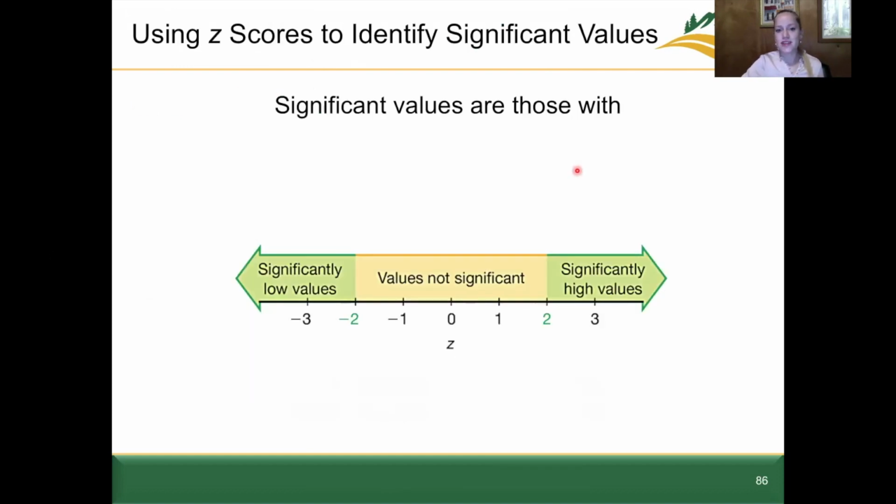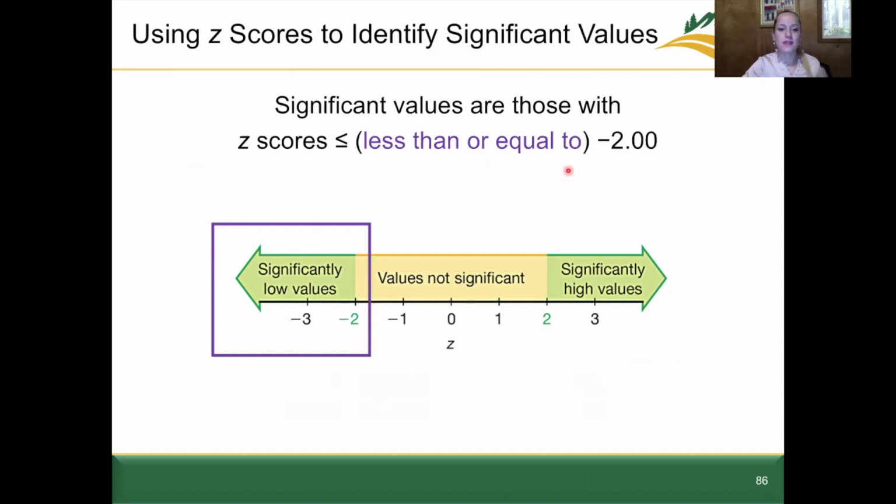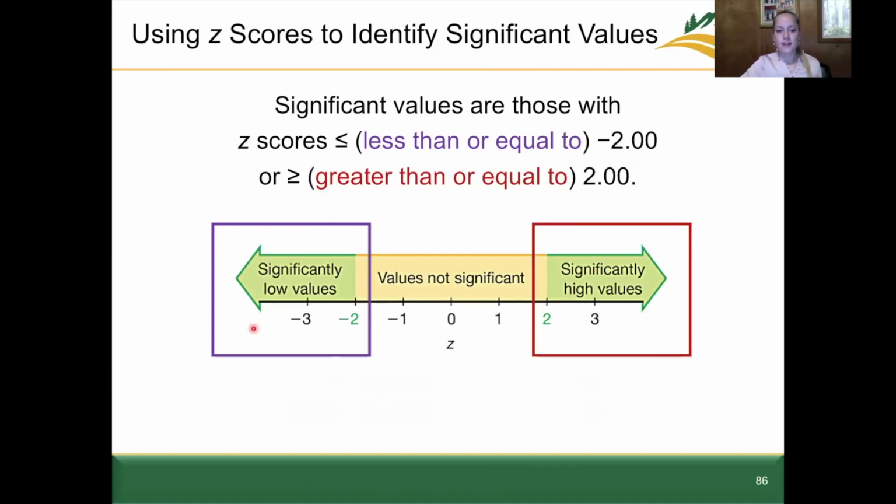Okay, now I mentioned significance already, but here's how to visualize it. So significant values are those with z-scores that are less than or equal to -2.00, so that's on this side of this figure. Also, if z-scores are greater than or equal to +2.00, these are also significant, where on this side, these are significantly low values, and over here, these are significantly high values.